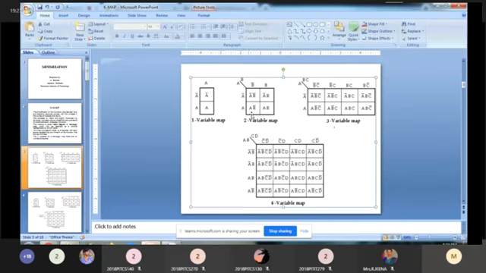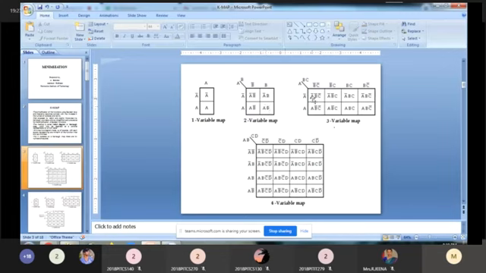For 2 variables, you have 2 inputs, A and B. So B complement and B, A complement and A, because you are using each variable with its complement. Here the input is B, so B complement and B. The variable in the row and the variable in the column come together in a box: A bar and B bar here, A bar and B here, A and B bar here, and A and B here.